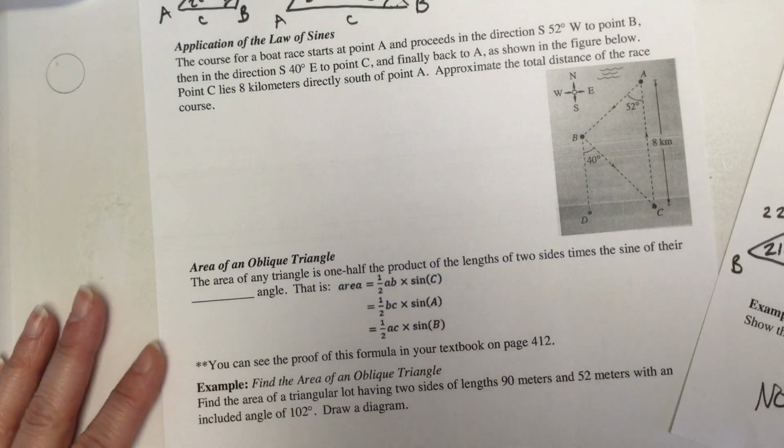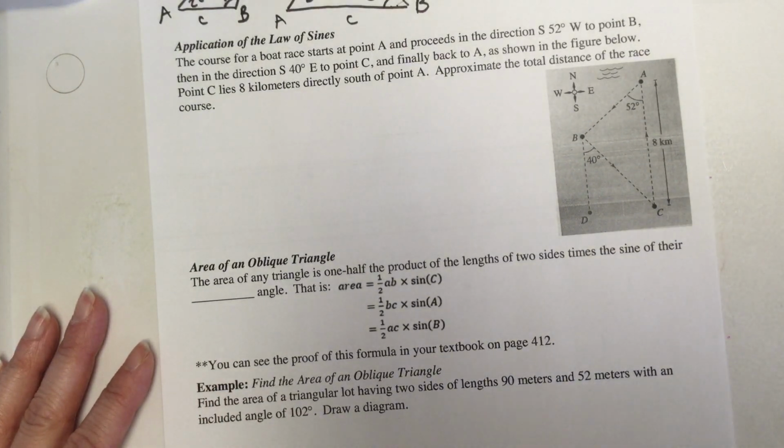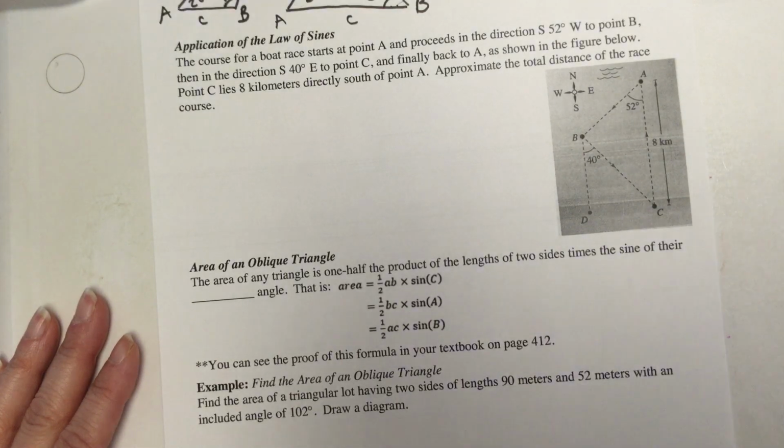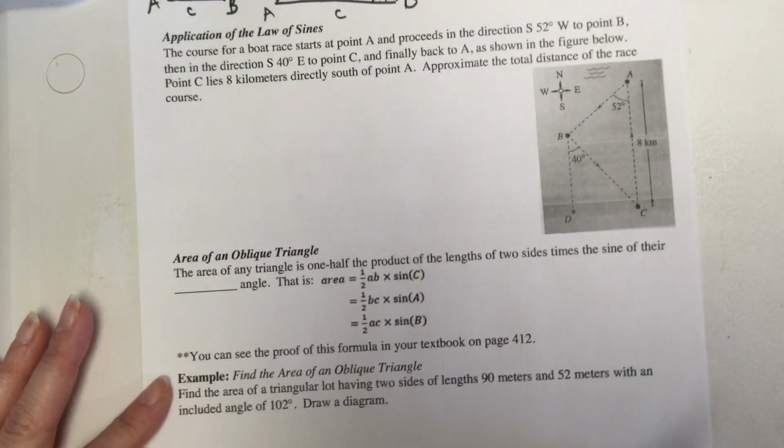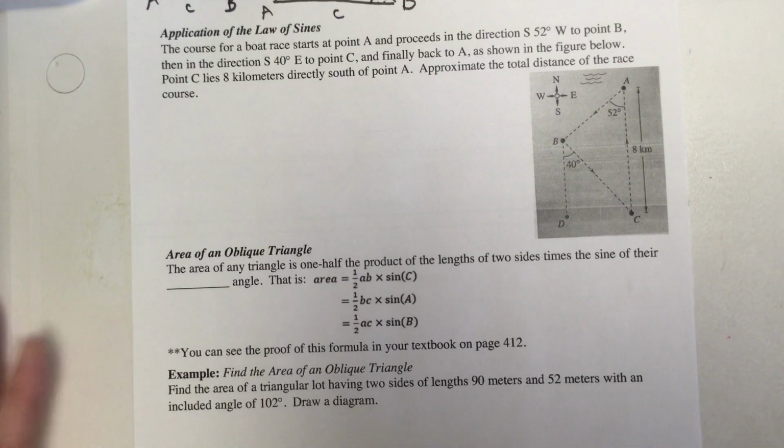Now here is an application. What they're doing is bringing us back to those bearings. So remember, when you are maybe a pilot or you're in the Navy and you're sailing a ship, when they talk about directions, they always use bearings. And just as a reminder, your bearings always have to go from a north and south line. So they're going to say, okay, are you traveling upwards, or are you going north?